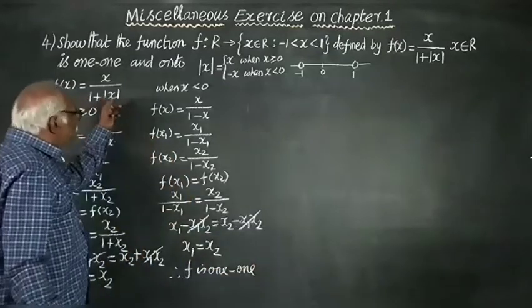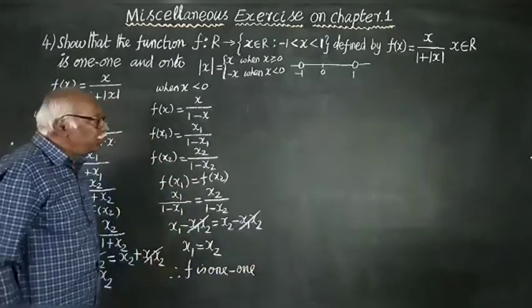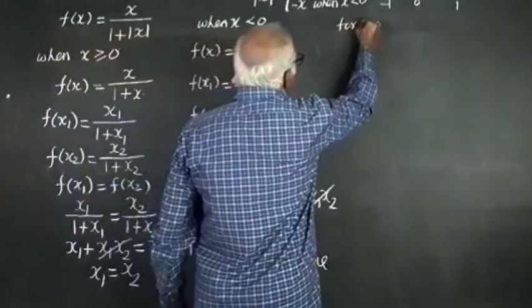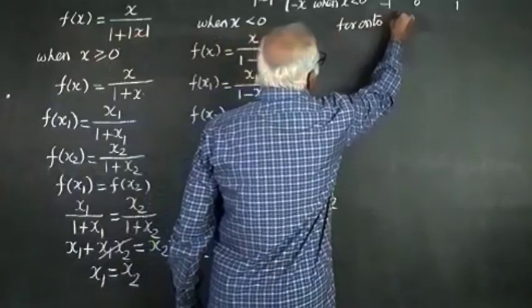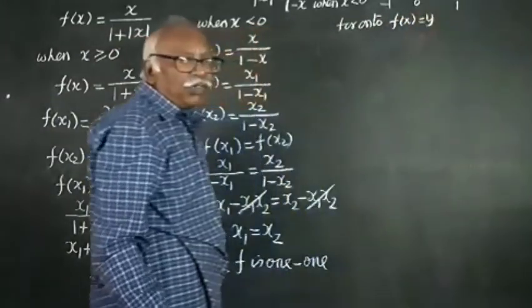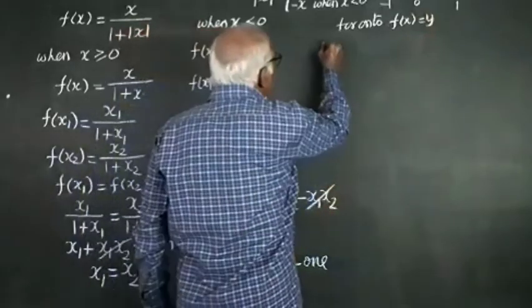This function f is one-one. We have to prove that it is onto. For onto, f of x is equal to y. Here also we consider both the cases.